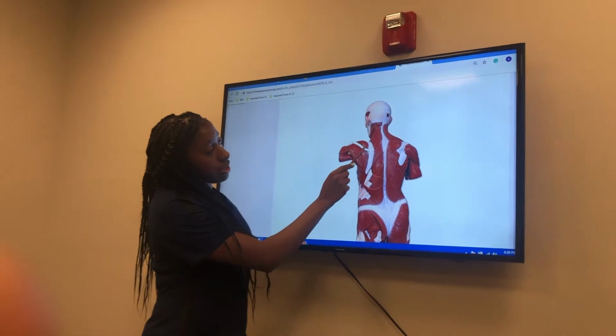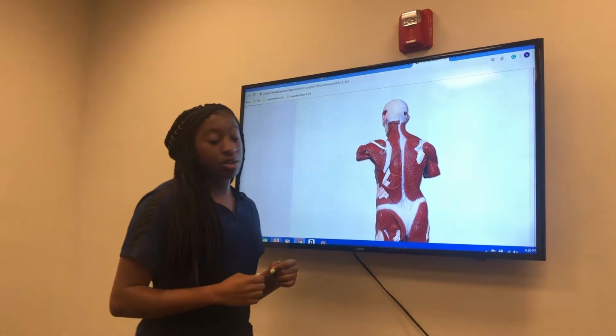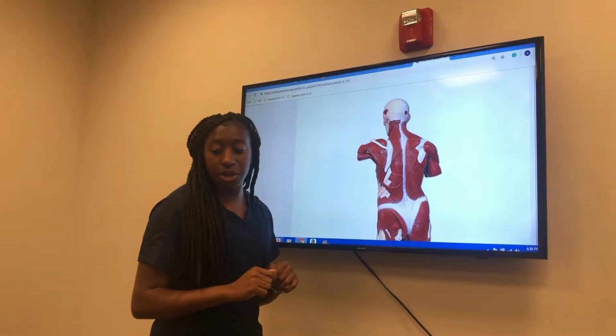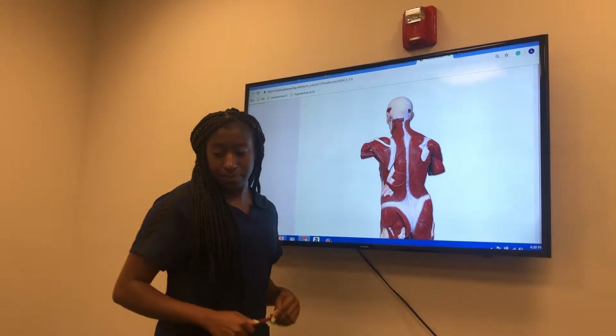So this muscle here is the supraspinatus. The origin is the supraspinous fossa of the scapula. The insertion is the superior part of the greater tubercle of the humerus, which is in the arm.